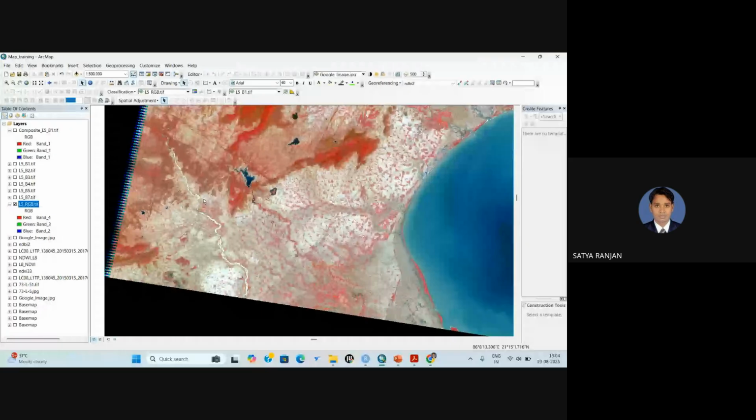So it may sometimes be accurate and sometimes give some errors, because it depends on the user and on the different reflectance values of the images. Sometimes the similarity of the reflectance values of different features gives errors, so some mismatch of boundaries happens. So this is supervised and unsupervised classification.